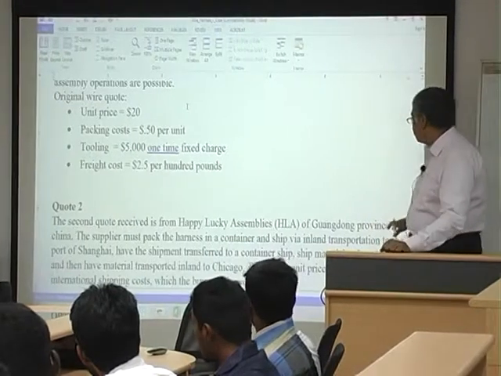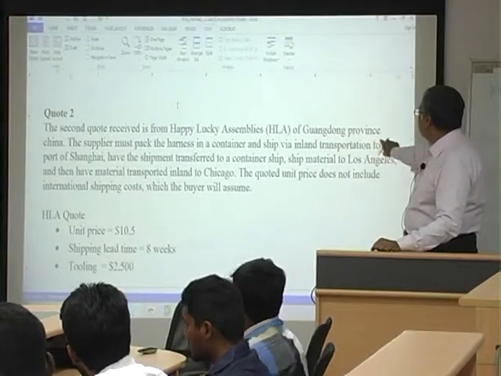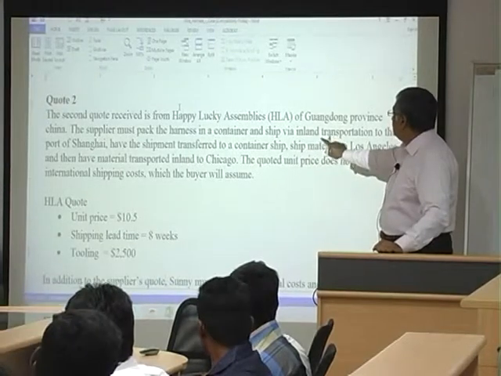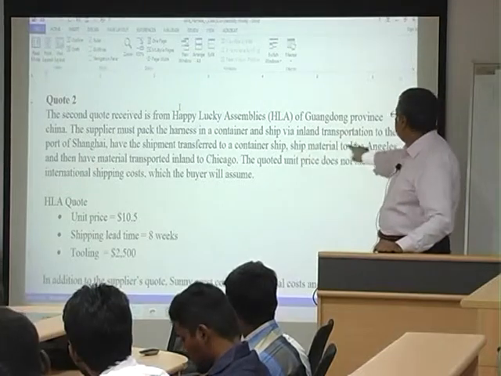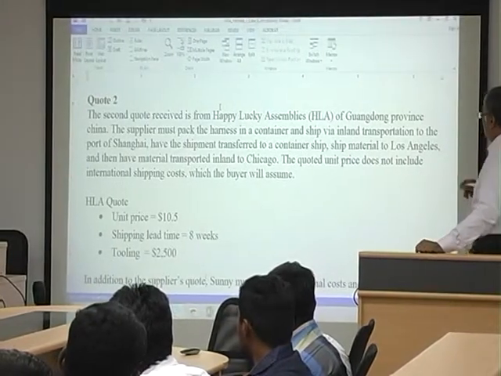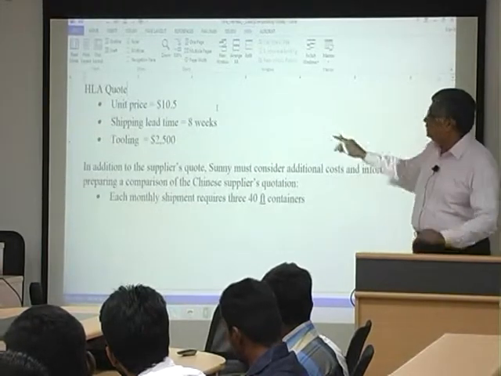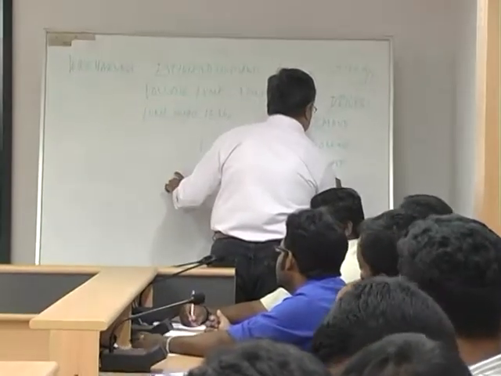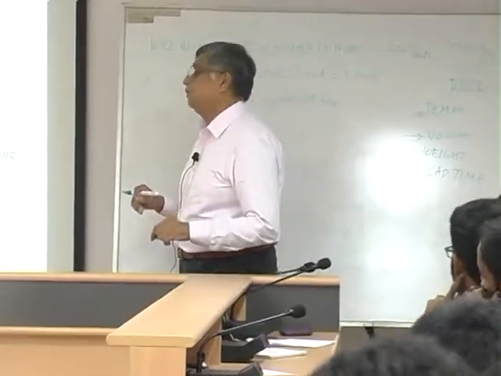So let's go to the foreign source. Okay? So here we have this quote coming from this Happy Lucky Assemblies. The supplier must pack the harness in a container and ship via inland transportation to the port of Shanghai, and then transfer it by ship to Los Angeles, and then have the material transported to Chicago. So we have unit price, shipping lead time. Shipping lead time is 8 weeks now. So now we see lead time as a cost driver as well.